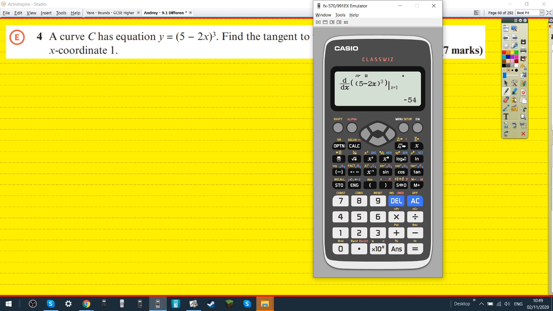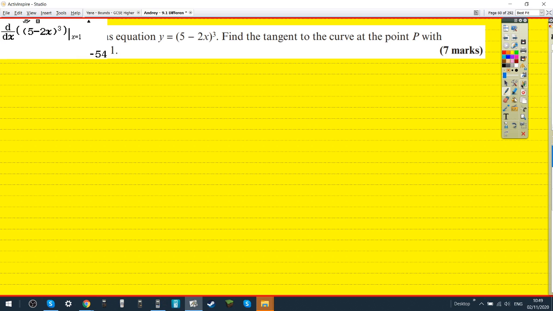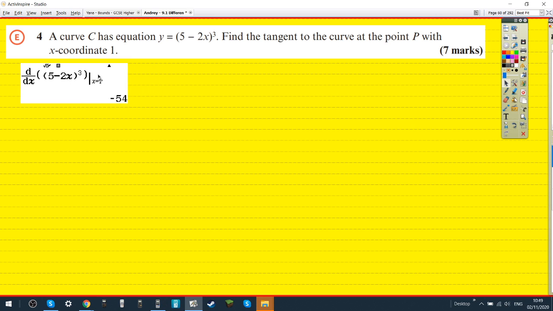There you go. So, is that the answer? Well, that's m. So we just need to get y equals mx plus c, don't we? Yeah. So to get y, we sub in 1 into 5 minus 2x cubed.